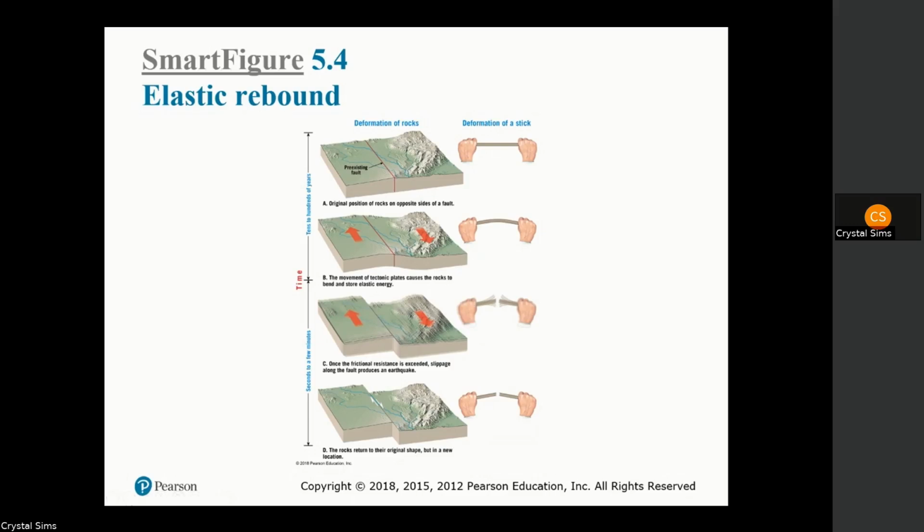Reid called this springing back behavior elastic rebound, because the rock kind of behaves elastically, kind of like a rubber band would.